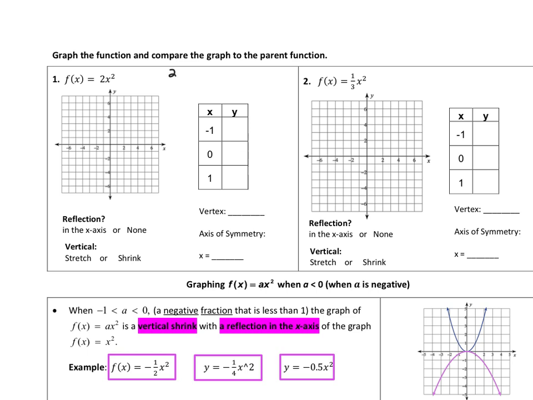For the first one, 2 times negative 1 squared equals 2, if we type it into our calculators. For the next one, 2 times 0 squared is equal to 0. And then 2 times 1 squared is equal to 2. So let's graph those. Negative 1, 2; 0, 0; and 1 in the x, 2 in the y. And connect our points.